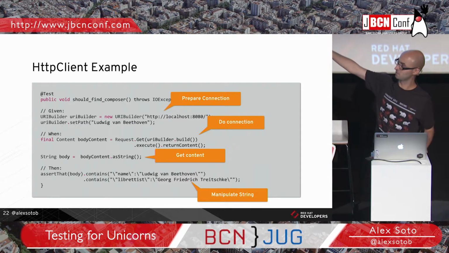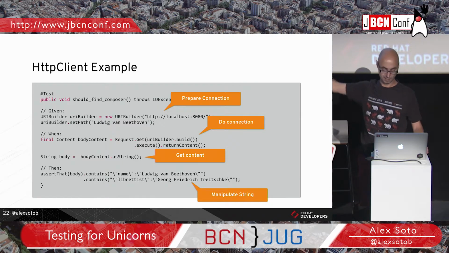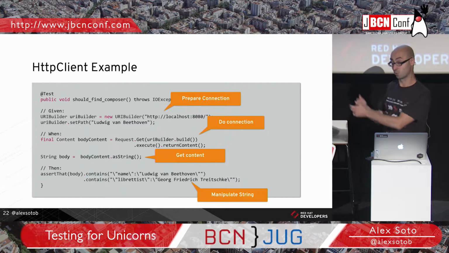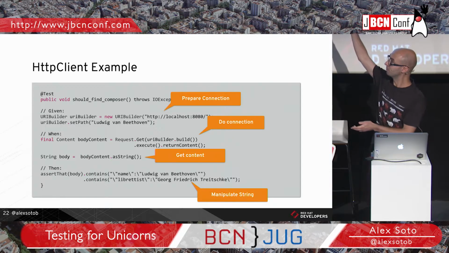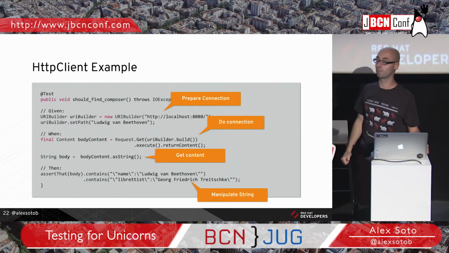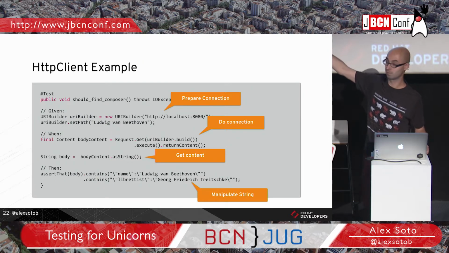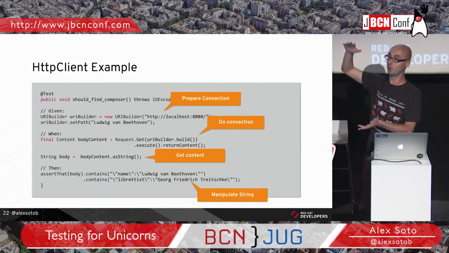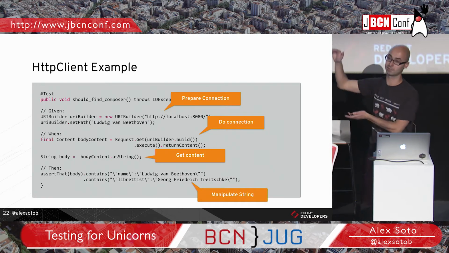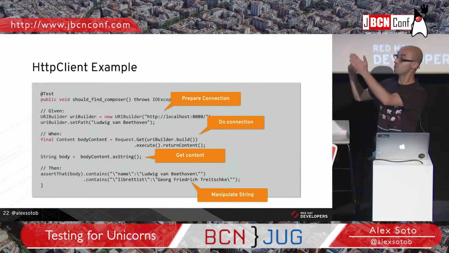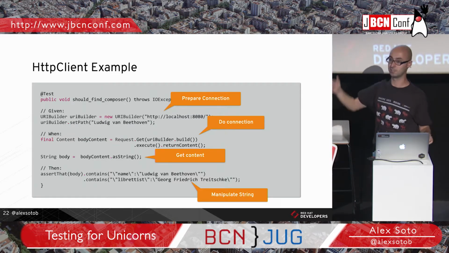It's not important if this is a string, or you can use another API for manipulating strings. What is wrong with this test is that you're dealing with different levels of abstraction. You are dealing with preparing connections, with the connection itself, with content, and with assertion. It's different low-level and high-level things in the same test, which is quite difficult to understand if you have not written this test and you want to check what the test is about.